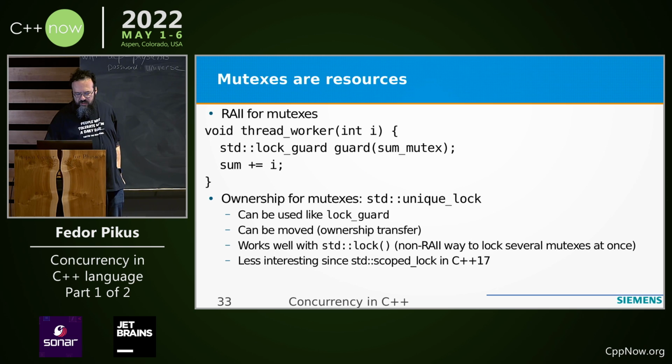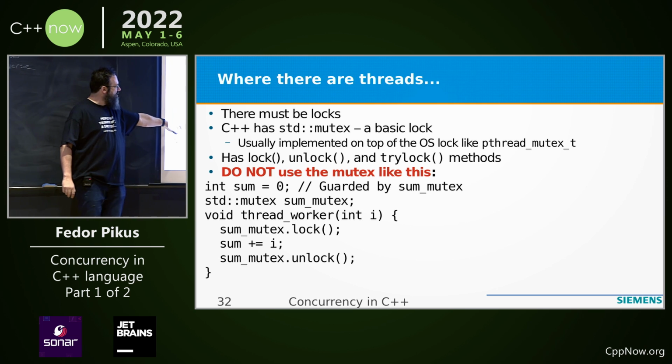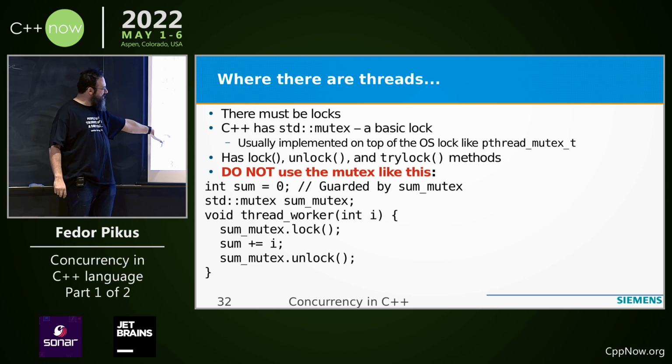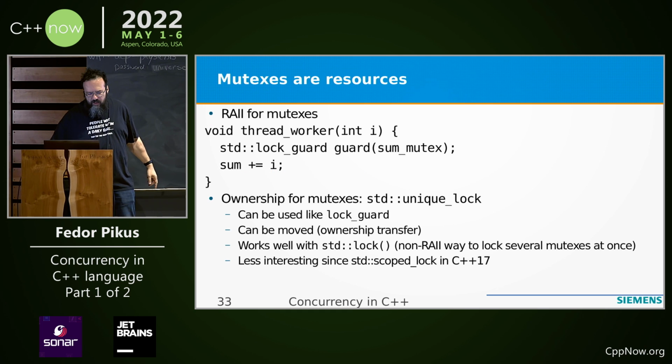And the reason is the same as with any resources. If you throw or return out of here, this is left locked permanently. There is nobody to unlock it. Nobody else outside knows that they might be responsible for unlocking it, which means it's locked permanently. The next time you try to lock it, you'll deadlock. So no, do not use mutex like this.